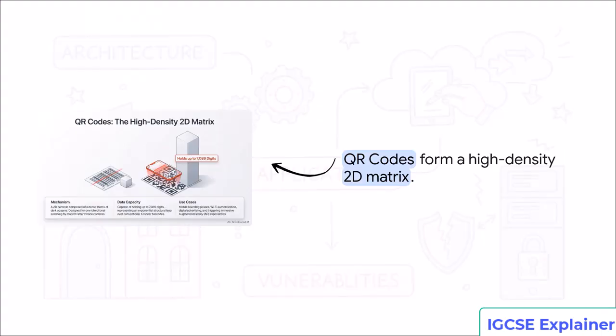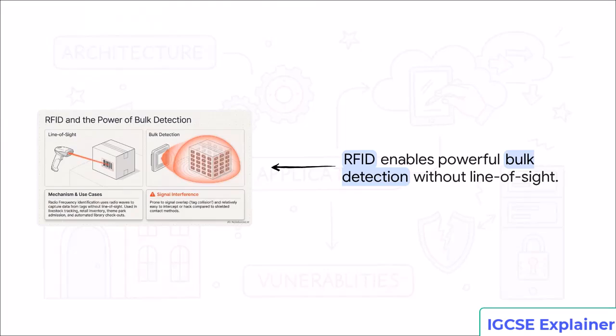And that massive 7,089 digit capacity? That allows it to do way more than just ring up a price. We're talking triggering immersive augmented reality, authenticating Wi-Fi networks, or validating your digital boarding pass right at the gate. The whole shebang.